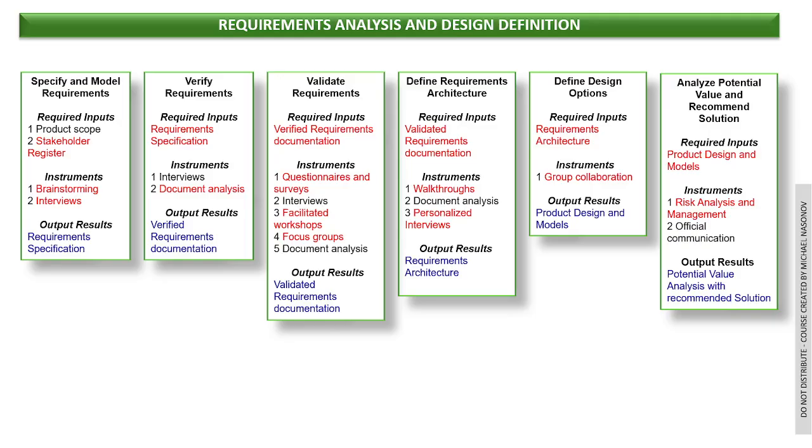Analyze potential value and recommend solution, optional. You bring product design and models from previous one. Instruments, risk analysis and management. For project management, for business analysis, you always apply risk analysis and measurement. Official communication means when you're using official documentation communication, you're distributing the documentation. Output results, potential value analysis with recommended solution. Please note it's potential, it's not mandatory.